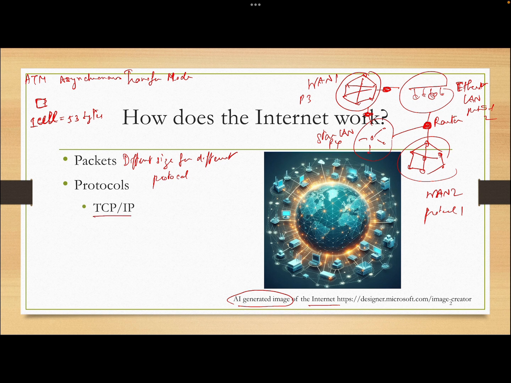And the main protocol is TCP/IP, Transmission Control Protocol and Internet Protocol. This is a protocol suite, and we will talk in detail about them. This is the main protocol for the internet. And then we have the hardware, which is the router. The router is the device that does the routing between networks.